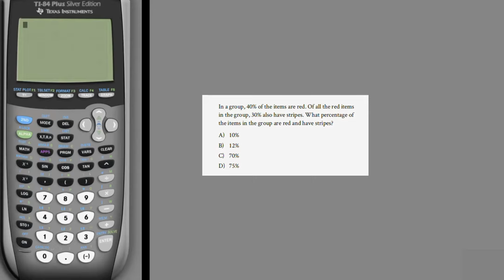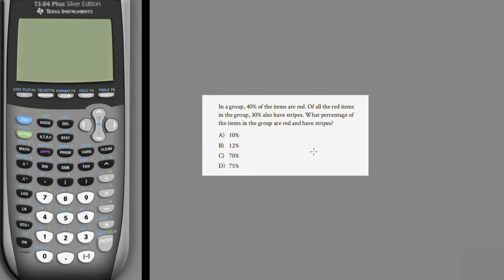Okay, in this video we are going to learn how to solve this hard maths problem easy and fast. So the question is under probability. Let's get started. The question says in a group 40% of the items are red. Of all the red items in the group, 30% also have stripes. What percentage of the items in the group are red and have stripes? Okay, so this question is very easy to solve. Just a basic understanding of the probability behind the question and you are good to go.